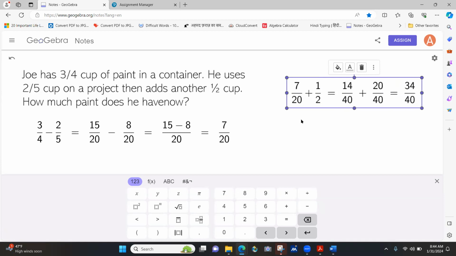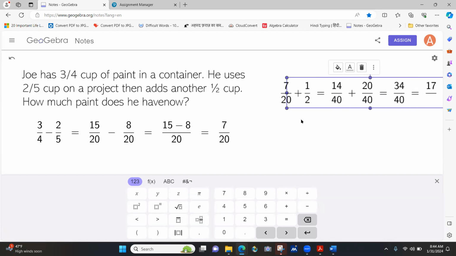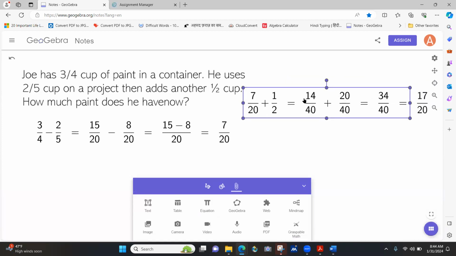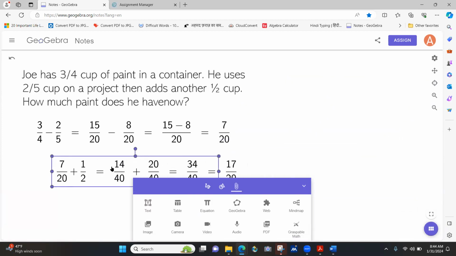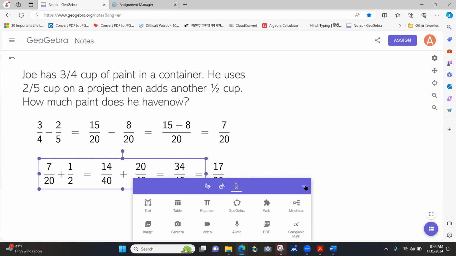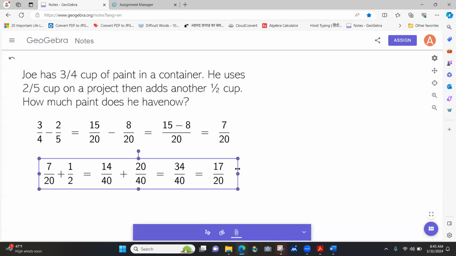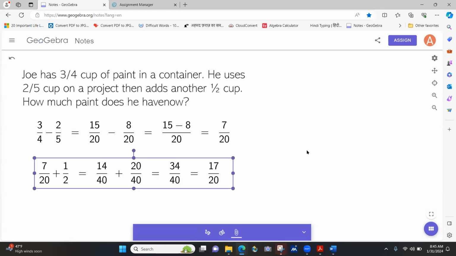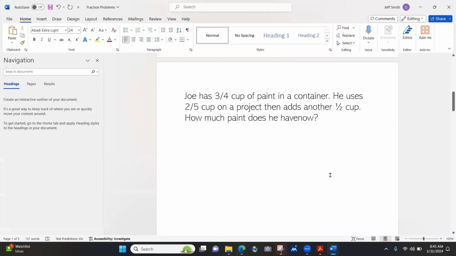over 40, almost done. I divide the top by 2, I get 17. I divide the bottom 40 by 2, I get 20. My answer is 17 over 20. Let me put it here. That's my answer. Not that difficult. Moving on to the next one.